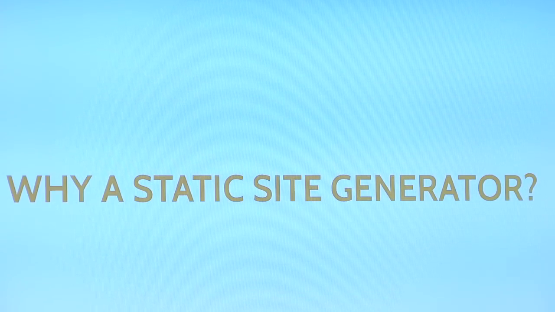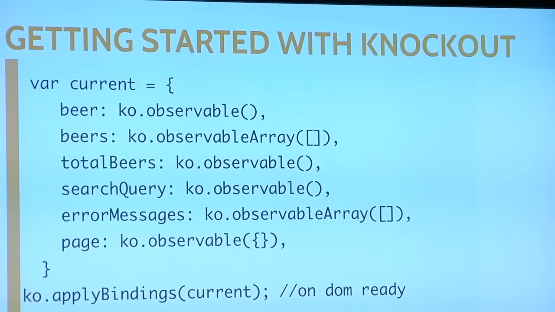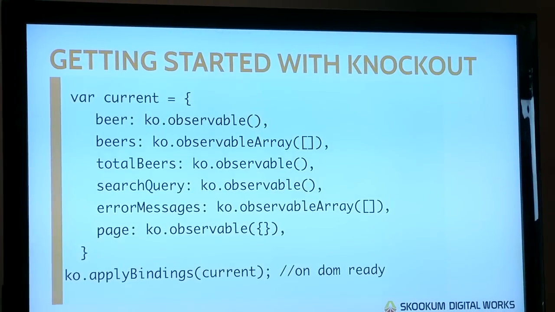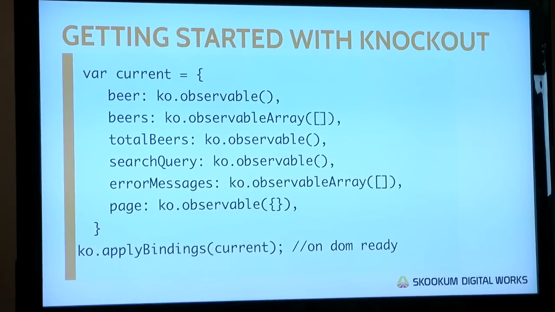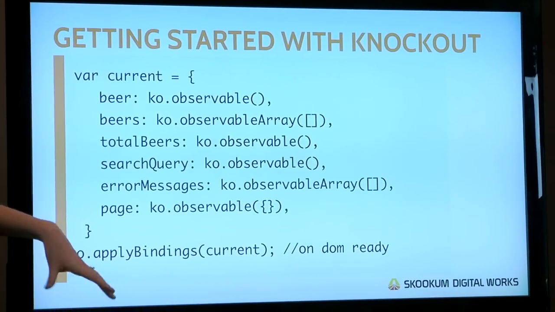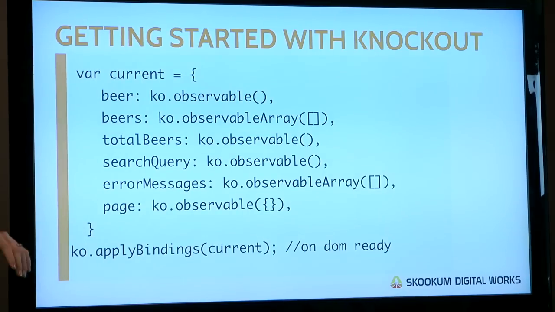So I've kind of already discussed that. All right, so getting started with Knockout. The first thing you're going to do in Knockout, in your JavaScript, is define a view model. And basically, it's just an object. I mean, you can do it as a function if you want to.